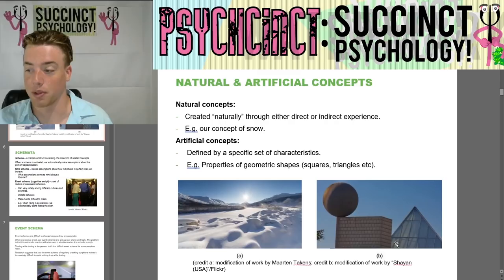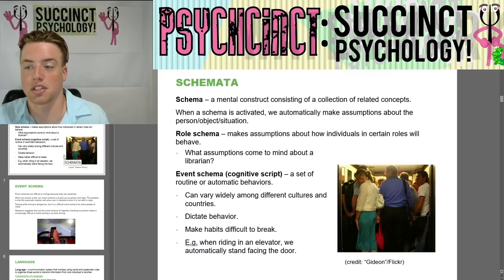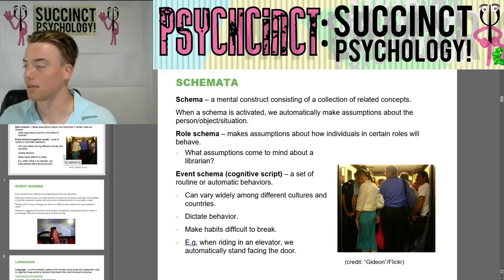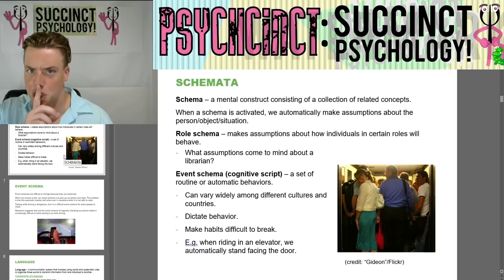So schemata. A schema is a mental construct consisting of a collection of related concepts. When a schema is activated, we automatically make assumptions about the person, object, or situation. A role schema makes assumptions about how individuals in certain roles will behave. So what assumptions come to mind about a librarian? For me, I immediately get in my head, like from an old kid's cartoon, a woman with big glasses, always going shh at you because you're talking too loud. That is my role schema, the assumptions that come to mind to me at least about a librarian, but it could be very different from person to person.